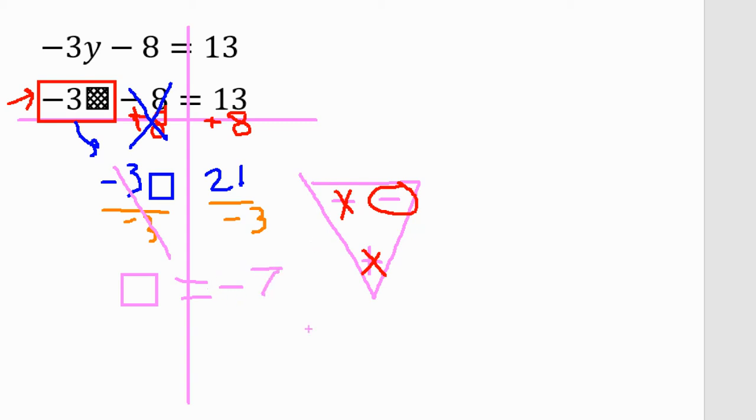And that's my answer. Go all the way back up to the top, bros. Look, -3 times -7 minus 8 is 13. Or -3, this box represents -7. It's the same problem, bro.